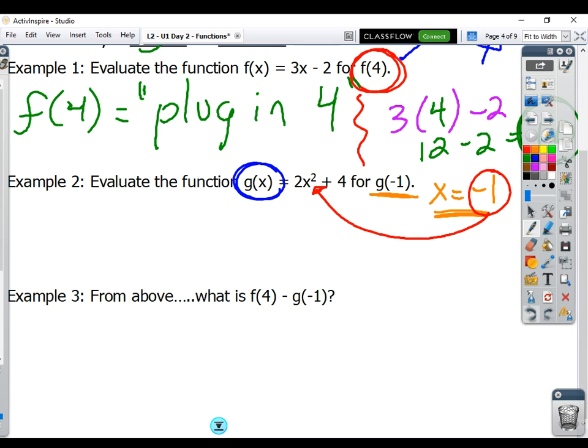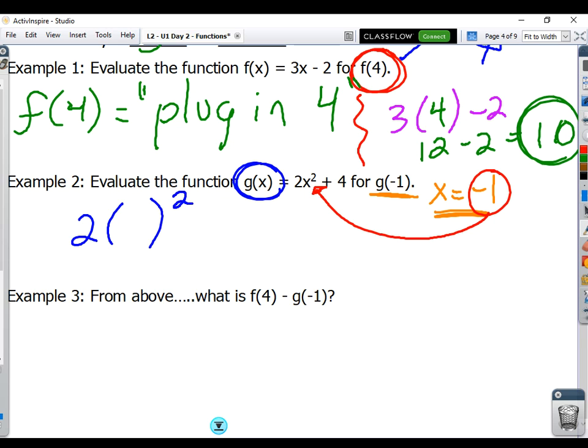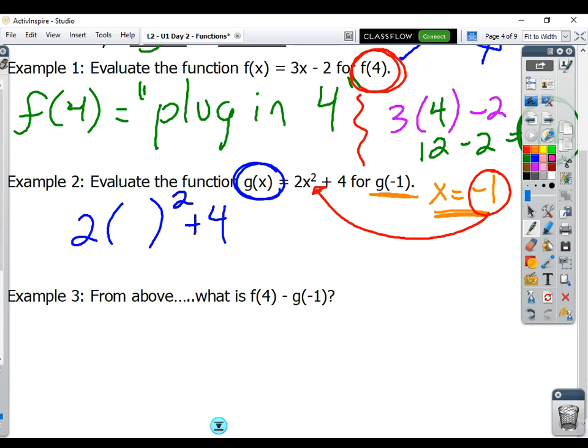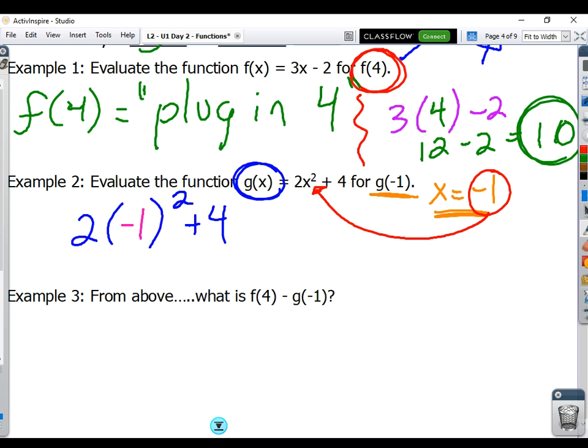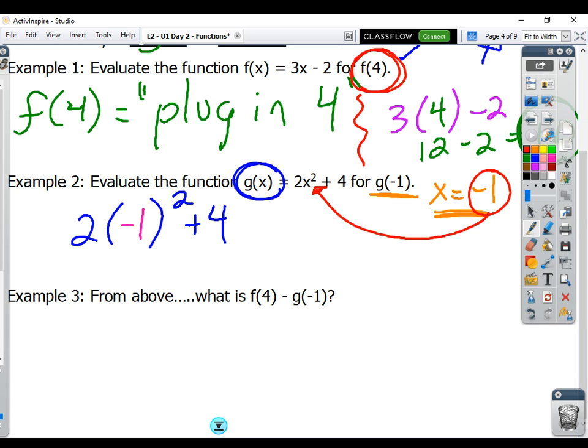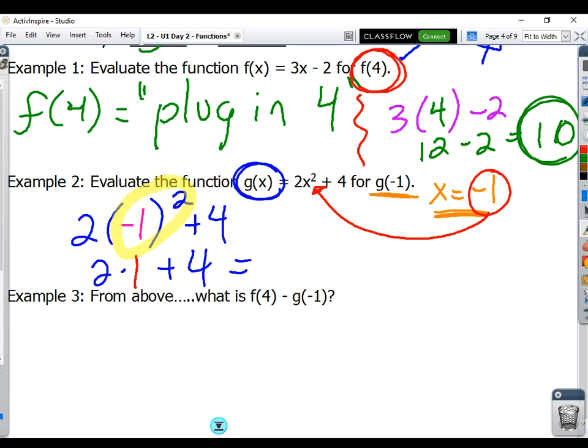So if I'm going to find g of negative 1, then essentially it's 2 times something squared plus 4. The process I'm using here is I like to draw parentheses where the x used to be and then plug in the value. So I'm going to plug that in. Now you've got to be really careful not to mess up your order of operations here. Order of operations tells us to take care of exponents first. So we're going to do negative 1 squared, which actually happens to make it a positive 1. Now we can multiply positive 1 times 2 plus 4. That ends up giving us 6. So our answer there is 6.